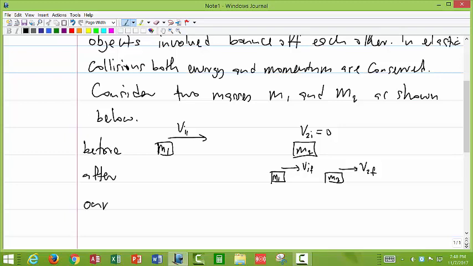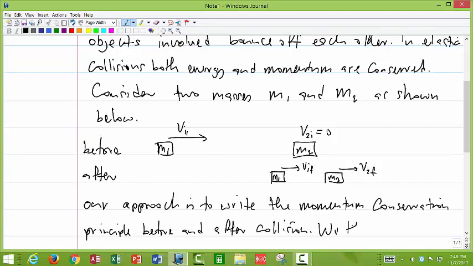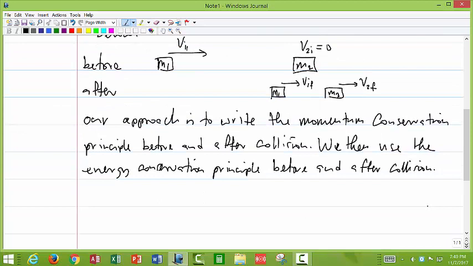So we shall say our approach is to write the momentum conservation principle. Then we use the energy conservation principle. So we're using both momentum conservation and energy conservation. Okay, so we use energy conservation before and after, momentum conservation before and after.